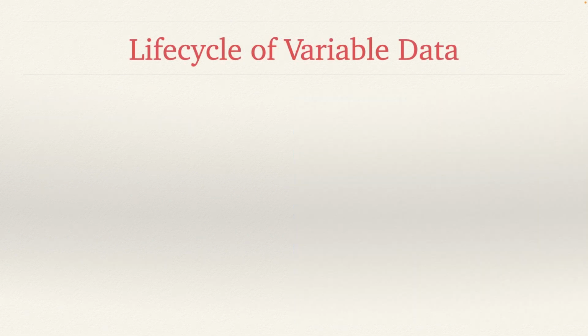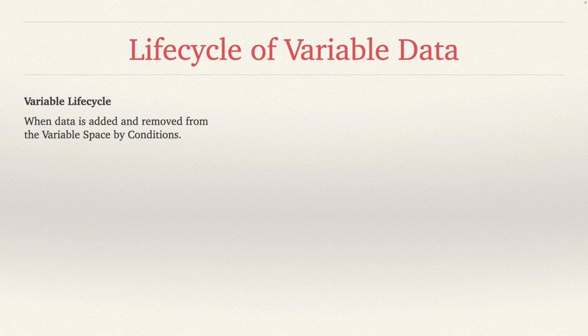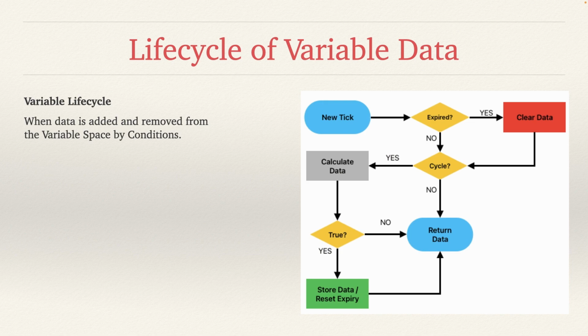We talked a little bit in the previous video about a condition's cycle and expiry. Let's look at this a little more closely. Each condition maintains its own value. This is not a variable in the variable space. This is intrinsic to the condition itself. When a logic set gets a new tick, it calls each of its conditions in their sequence order and gives them an opportunity to update. This is when a condition checks its expiry and cycle. If it is expired, it clears its data. And if it has a named variable, then it clears that variable data from the variable space.